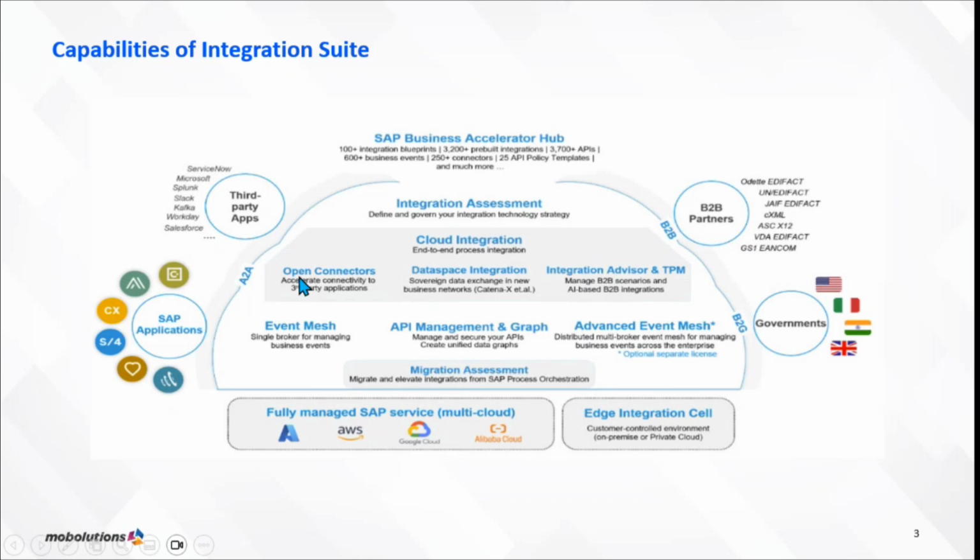Moving on to Open Connectors. It's a powerful feature that comes with pre-built connectors, which simplifies integration with popular third-party applications like Salesforce, Dropbox, and DocuSign. Another key capability is Event Mesh, which brings real-time responsiveness into your ecosystem, and it enables systems to instantly react to business events, ensuring timely communication with customers or their internal teams.